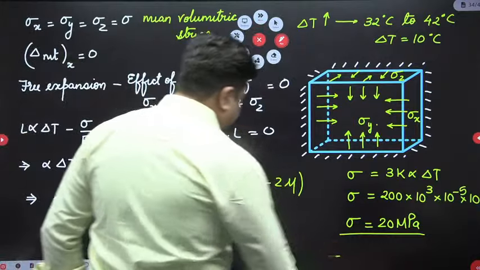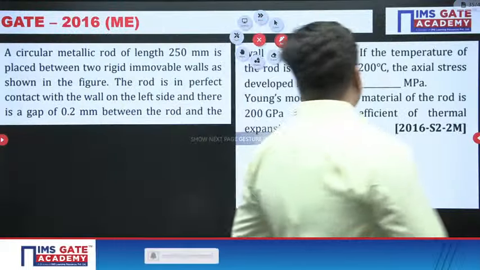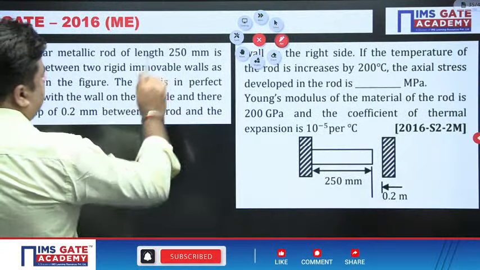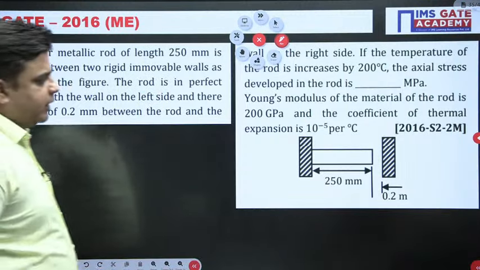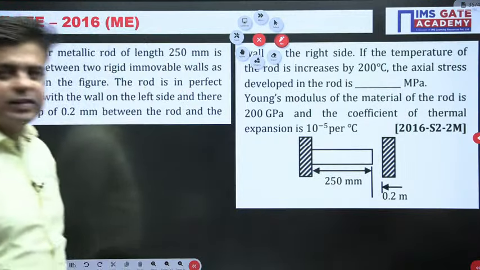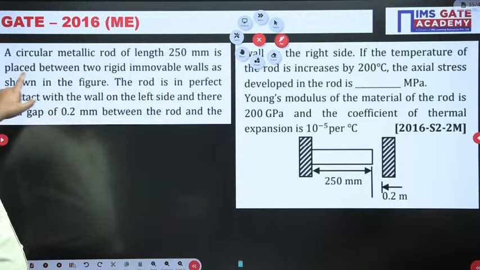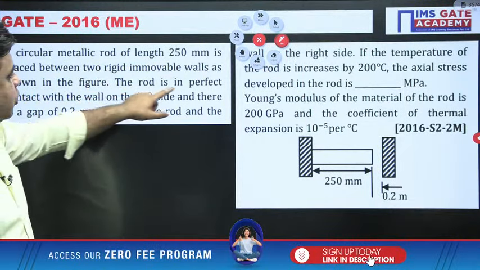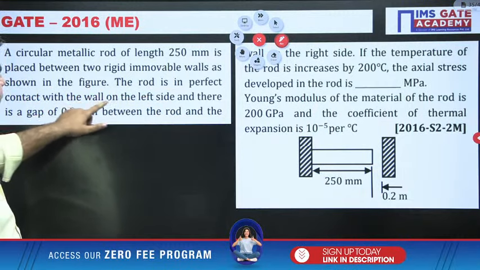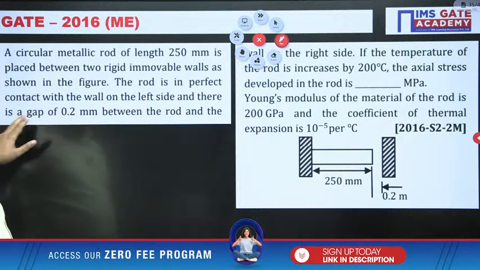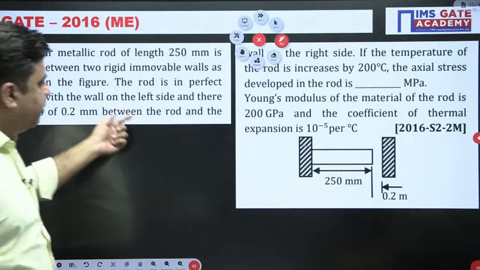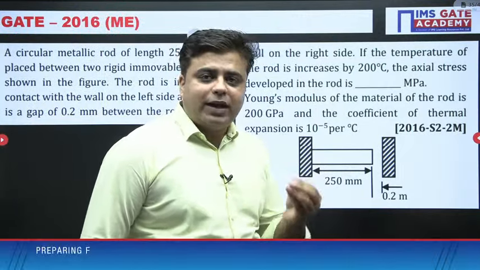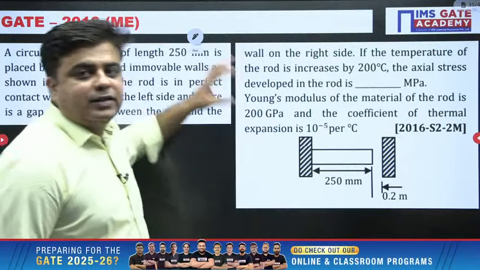Let's move ahead with the next question. Please try this. A fantastic question asked for mechanical engineering. The question says that a circular metallic rod of length 250 mm is placed between two rigid immovable walls as shown in the figure. The rod is in perfect contact with the wall on the left side and there is a gap of 0.2 mm between the rod and the wall on the right side. They could have directly given you the figure instead of writing this whole story.